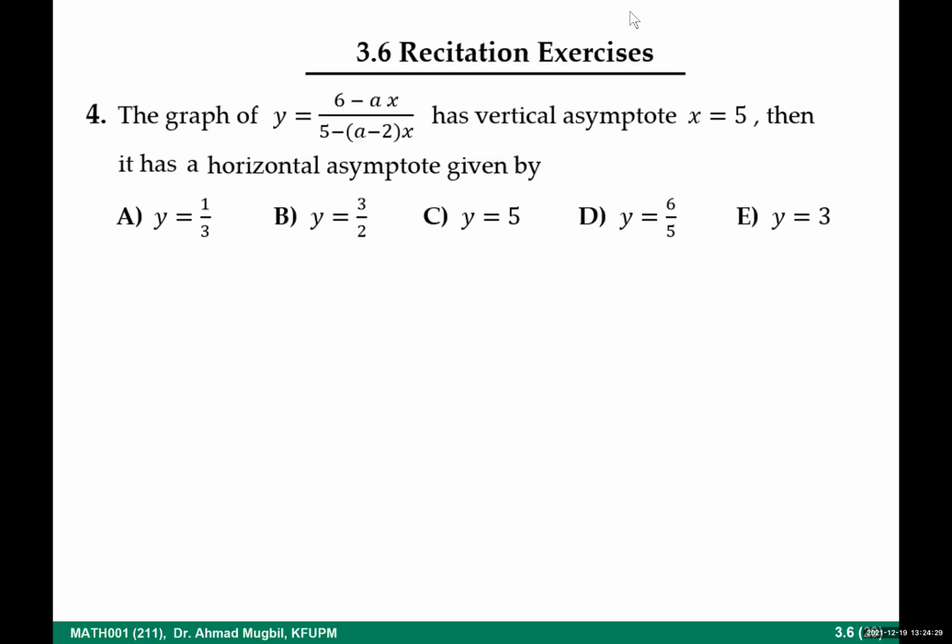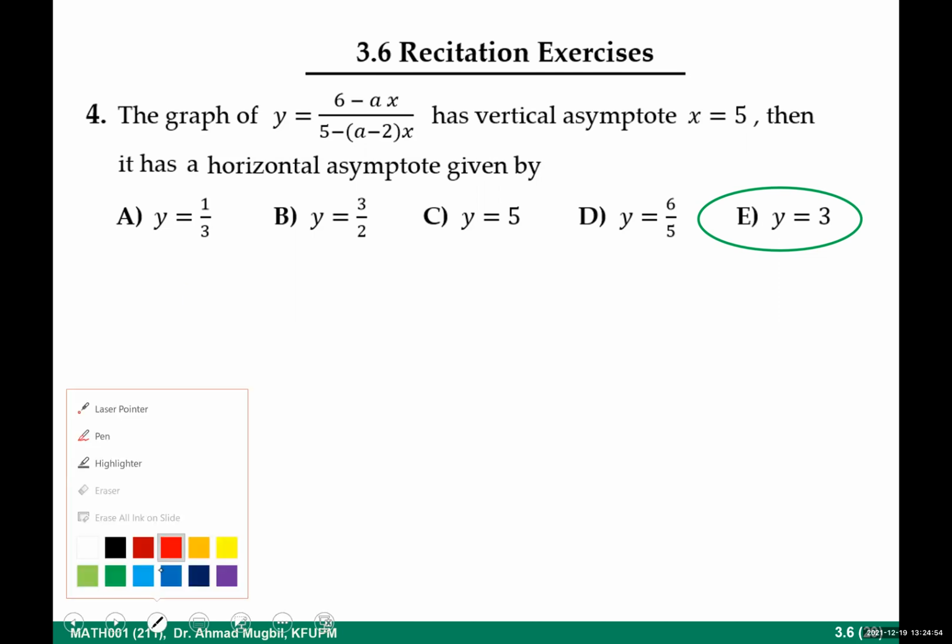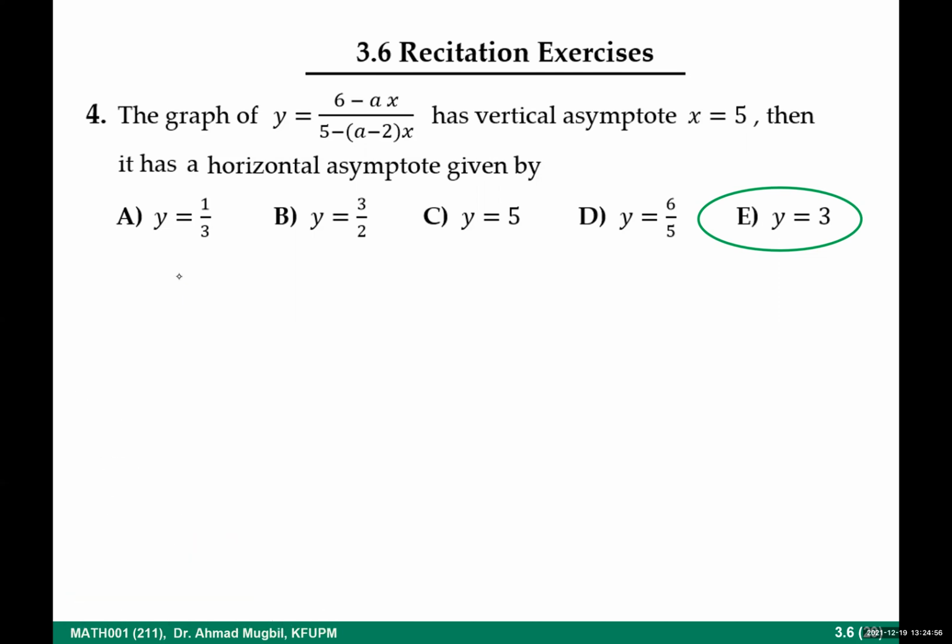Okay. For those who want to check their answers, the answer is y equals 3. The idea, the concept, how to solve such questions. So easy. Now, some of you may say, he wants the horizontal asymptote. The horizontal asymptote will be y equals what?